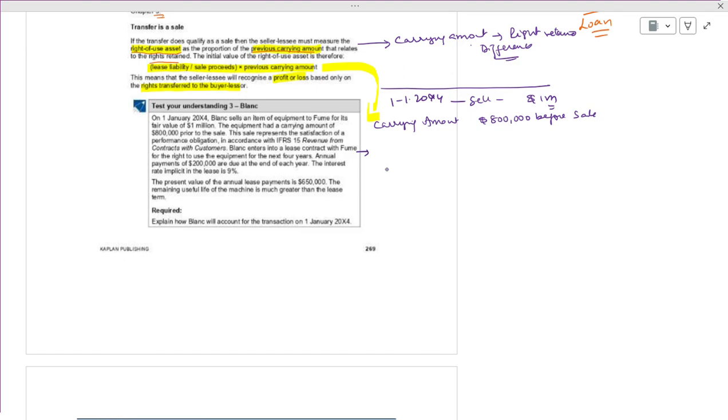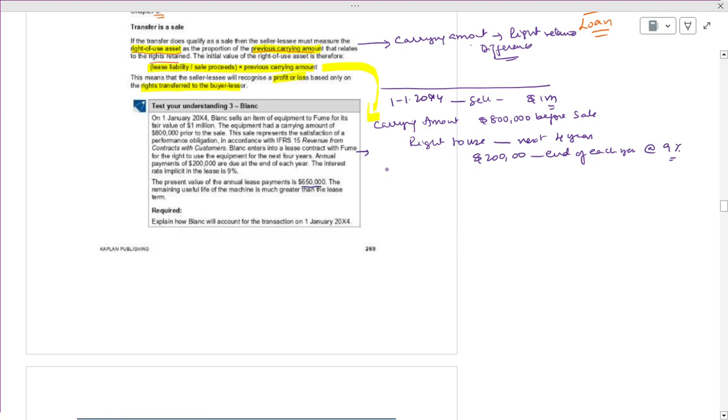Blank enters into a lease contract with Fume for the right to use the equipment for the next 4 years. Annual payments are 200,000 at the end of each year. The rate of interest is 9%. The present value is 650,000.